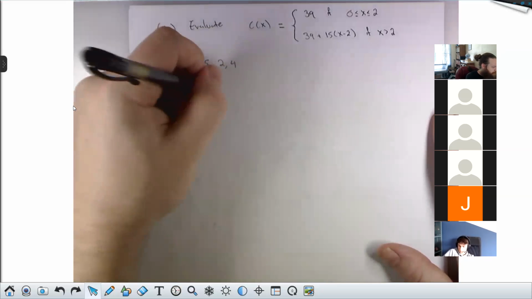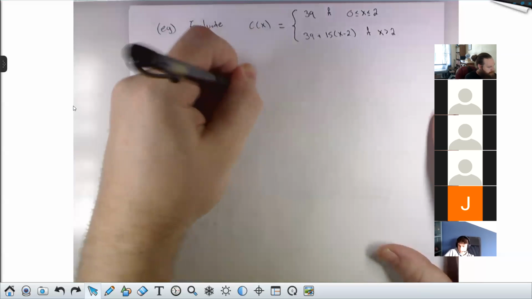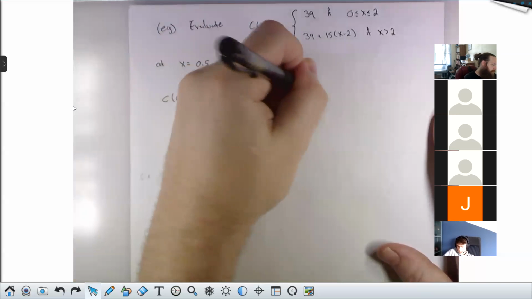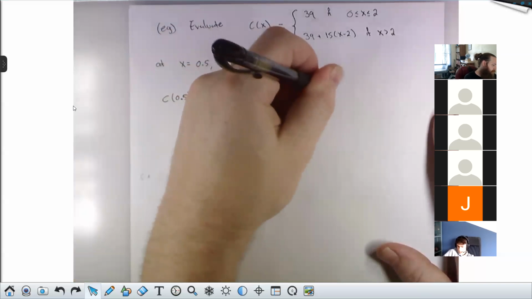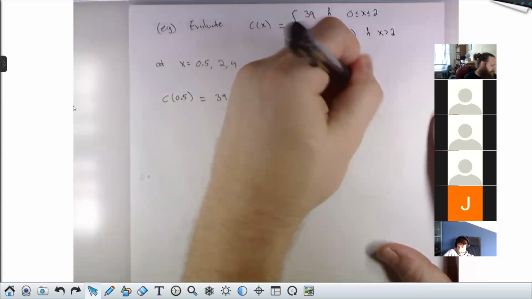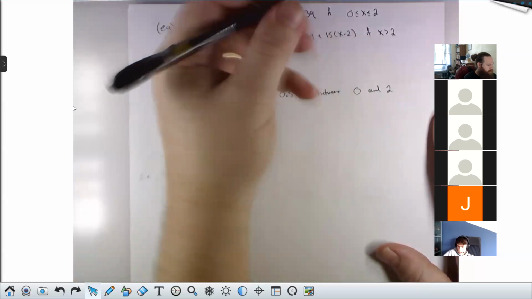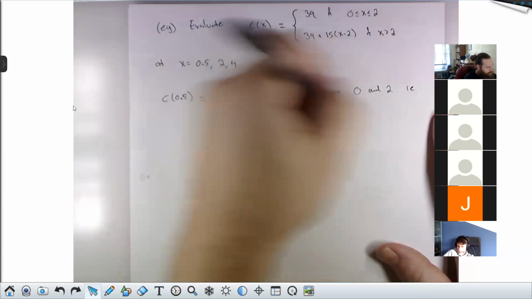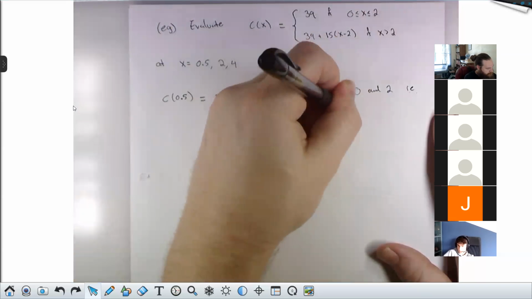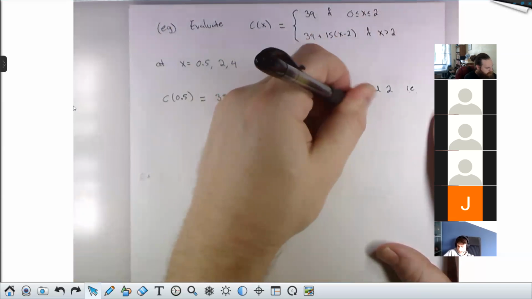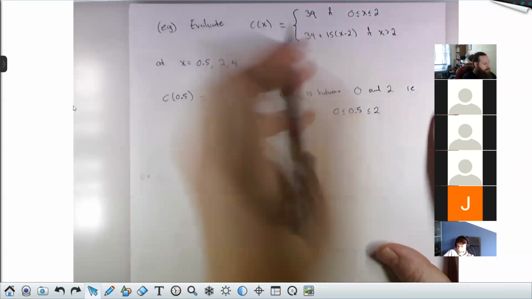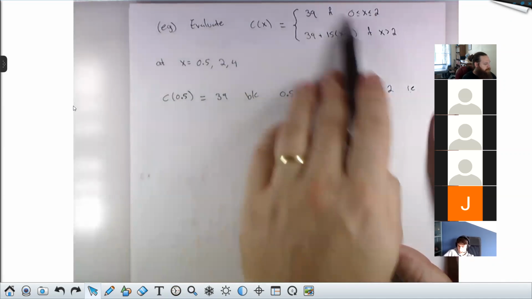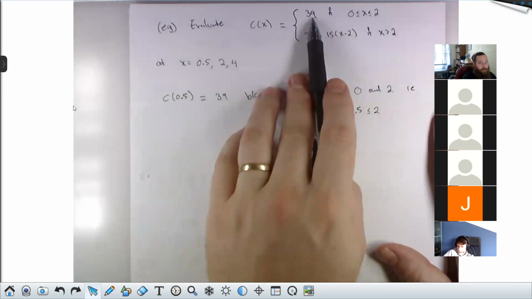So this would just be 39 because 0.5 is between 0 and 2, i.e., 0 is less than or equal to 0.5 is less than or equal to 2. That x value, x equals 0.5, falls into this category. So I would use this formula.